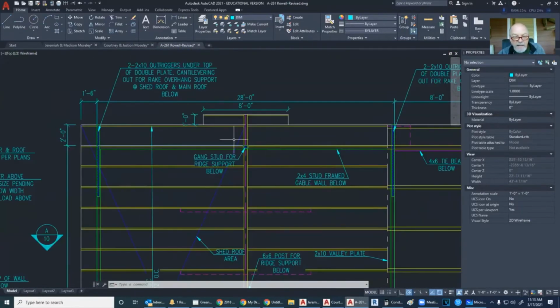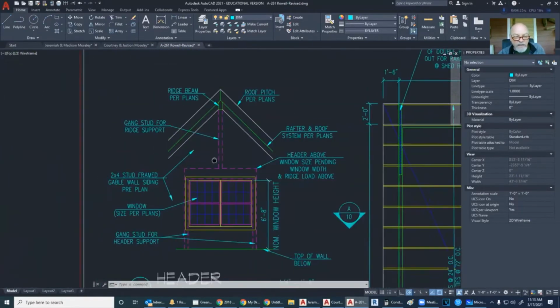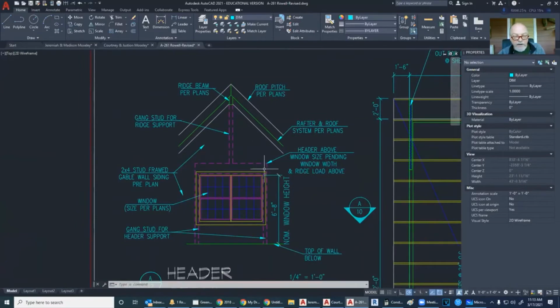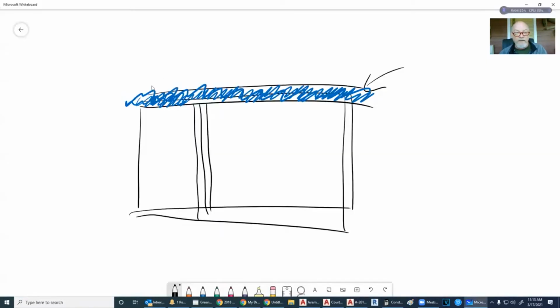I put that gang stud in there, and you can see we've got to have a header here to transfer all of that force down to either side. But we've got that gang stud in there, which is a solid piece of wood going from the outside to the inside of the stud wall. So by putting that piece of seal on there, we can eliminate that transfer. And if we were really smart, we'd do the same thing here.